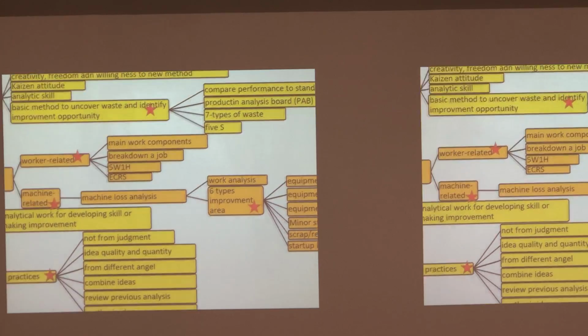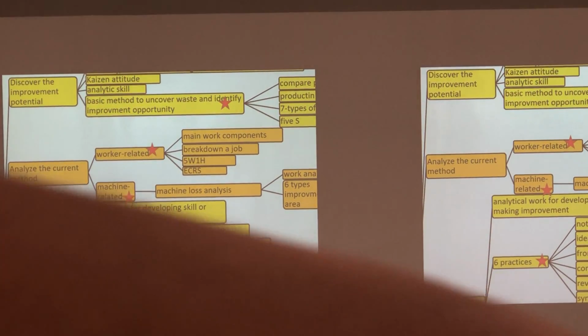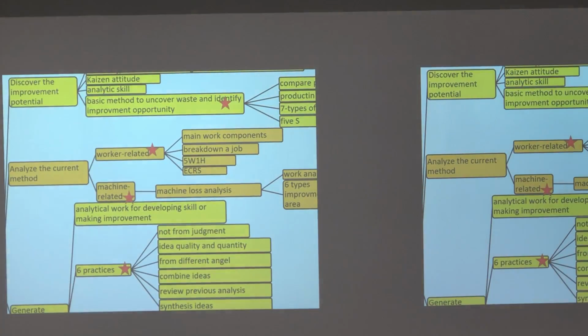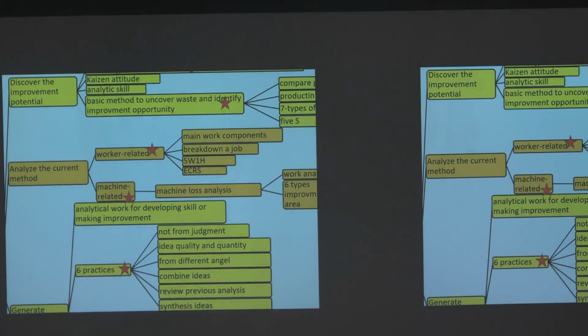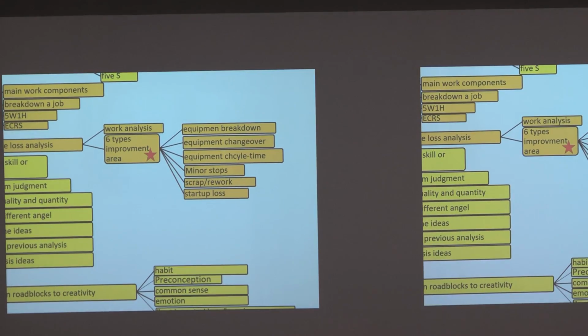Then after that is analyzing the current method. Both of these are important, and especially these 6 types of improvement area.